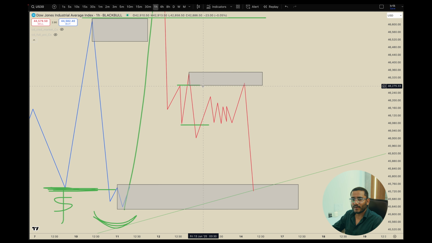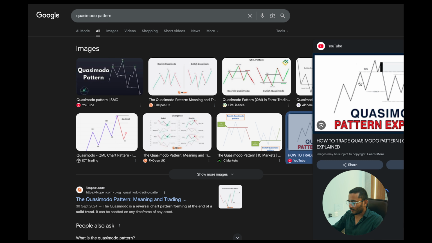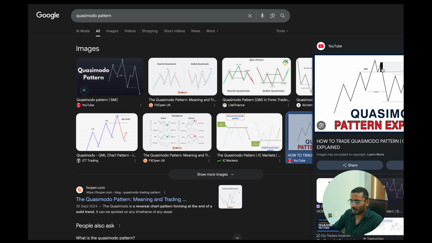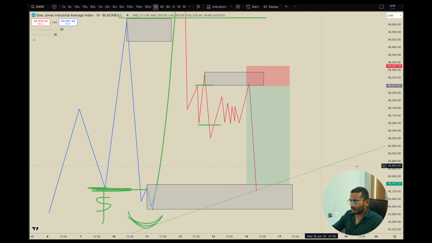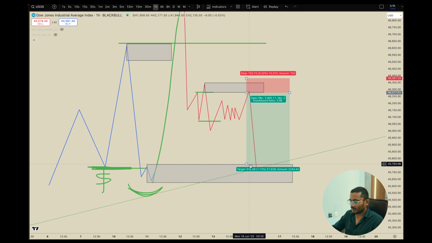Most of the time, price will create an order block above this area. It's called the Quasimodo pattern. Here we can see price sweeps the previous high and breaks the structure, and now it creates liquidity and probably there will be an order block at this area. So we'll look for a sell side entry over here, and the target will be the next demand zone.